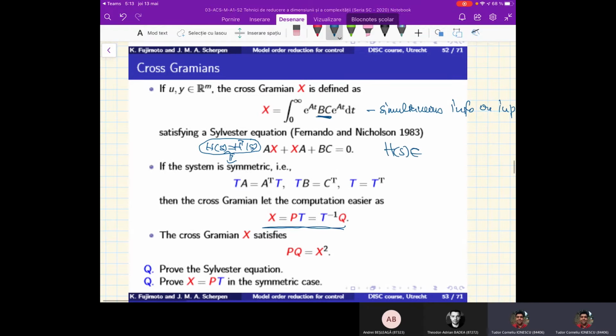H(s) is a matrix with P outputs and M inputs. Can you give me a class of systems that always satisfies this property, H(s) equals H transpose(s), please?